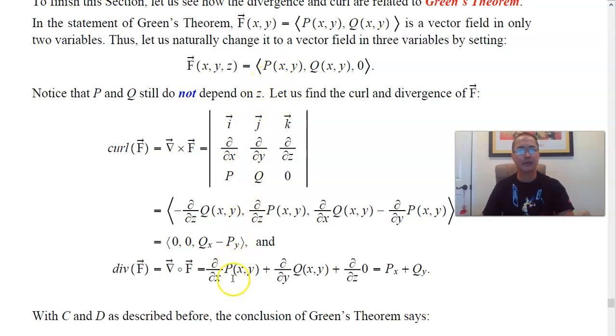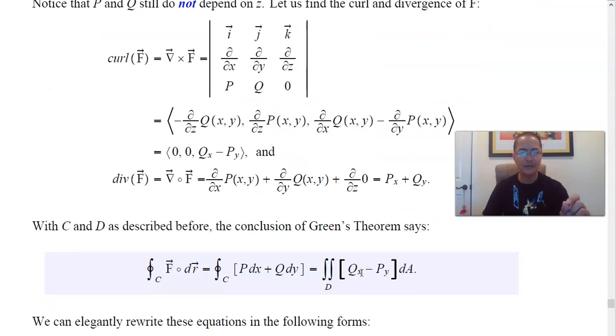So we need partial of P with respect to x plus partial of Q with respect to y, plus partial of, who cares, 0 with respect to z. So we only get Px plus Qy. We don't get Qx minus Py. So one way to rewrite this equation from Green's theorem is to extract Qx minus Py from the curl of our field.